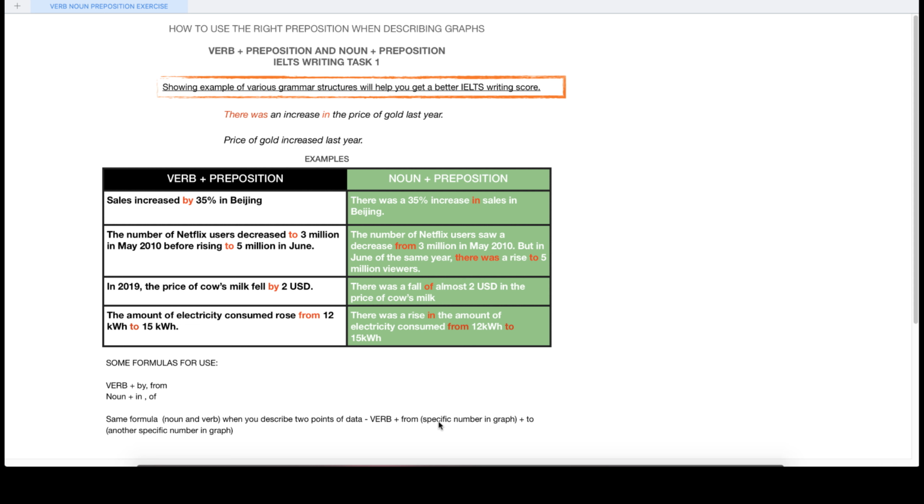Verb plus from a specific number or a point in your graph to another specific number or point in the graph. And this last example here is the most commonly used grammar structure. And then students can also mix any of these other 3 forms.